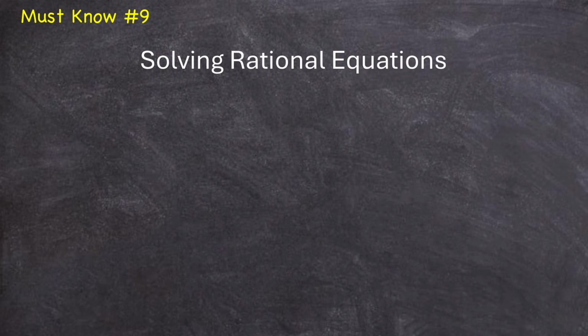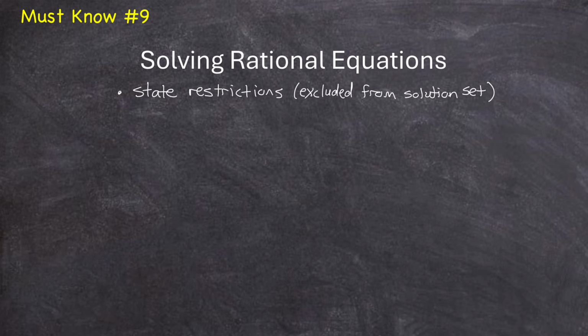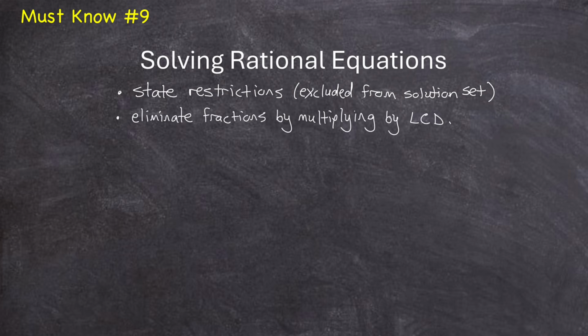Must know number 9, solving rational equations. When solving a rational equation, you should always start by stating the restrictions. That way you can make sure they're excluded from the solution set. And then, before trying to solve, you can eliminate any fractions by multiplying both sides of the equation by the lowest common denominator. And then after eliminating the fractions, you can just go ahead and use your algebra skills to solve the equation. So let's look at a few different examples.